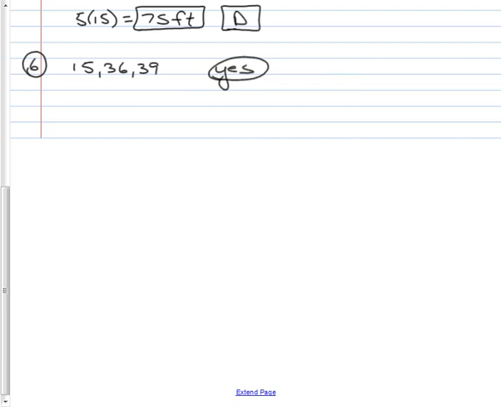I'm going to start with the biggest one first. 39 squared, we're going to compare it with 15 squared plus 36 squared. So give me a number of either the left or right side and tell me which side. 1521 is the big side. 1521 is which, the left or the right? Left. The left is 1521? And is it 1521 on the other side? So it's a right triangle.